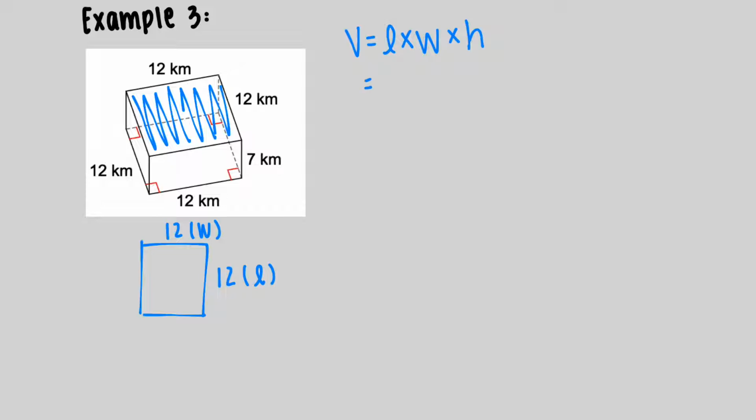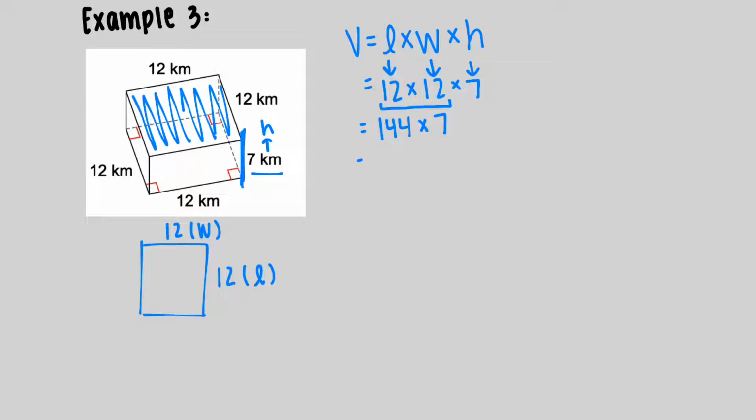So when I fill in my information, I need my height still. The side connecting my two bases is 7, so I know my height is 7. So I fill everything in. For my length, I have 12 times my width, which is also 12, times my height, which is 7. You can plug it all into your calculator if you want, or you can do it step by step. 12 times 12 gives me 144. And then again, I drop down that times 7 since we haven't done anything with it.